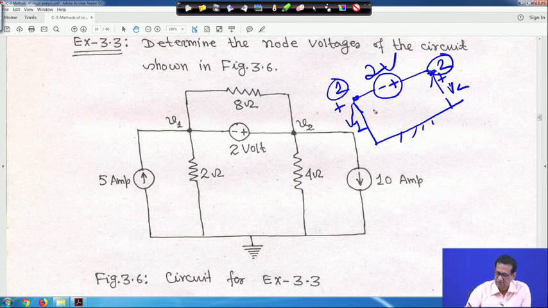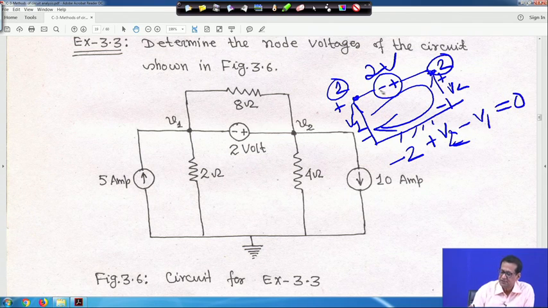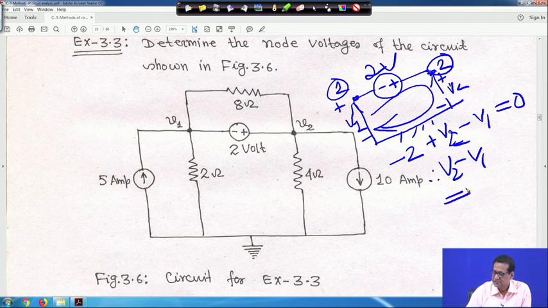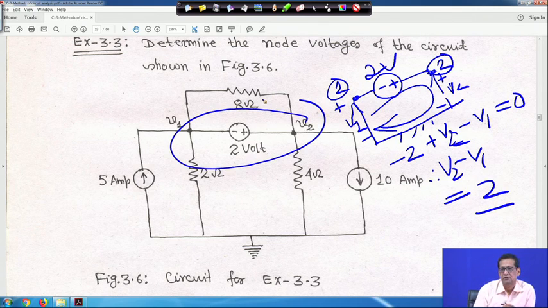Here, if you apply KVL clockwise, it will be minus 2, then plus V 2, then minus V 1 is equal to 0. Because it is encountering the minus terminal first when you are moving like this, so minus 2, then encountering the plus terminal first, plus V 2, then encountering the minus terminal first, so minus V 1 is equal to 0. That means V 2 minus V 1 is equal to 2, right. This is the constraint equation coming because of this super node.